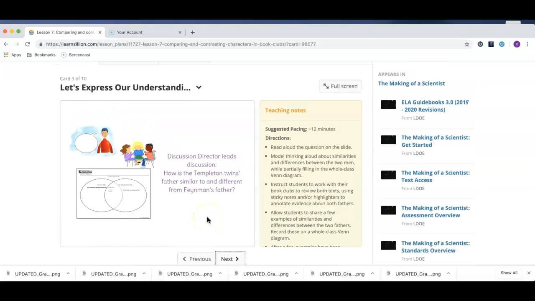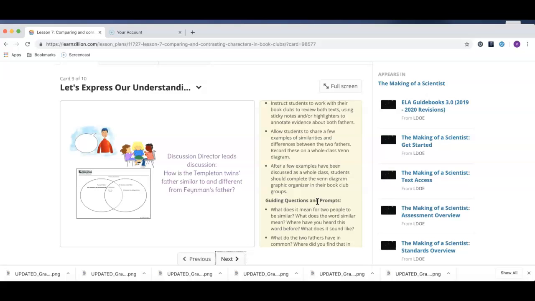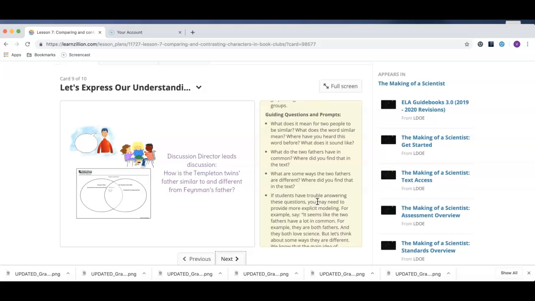Okay, let's discuss. Let's express our understanding. The discussion director leads this question. How is the Templeton twins' father similar to and different from Feynman's father? Think about it. You can jot it down in your compare and contrast chart. And these are the guiding questions.